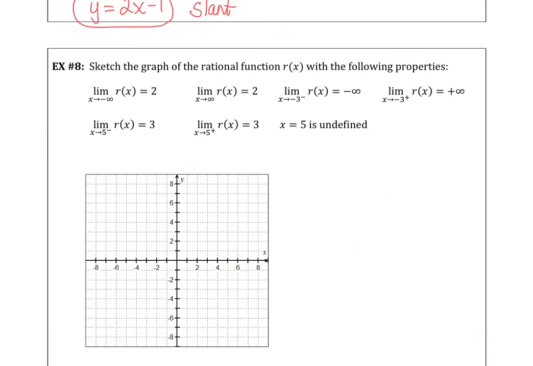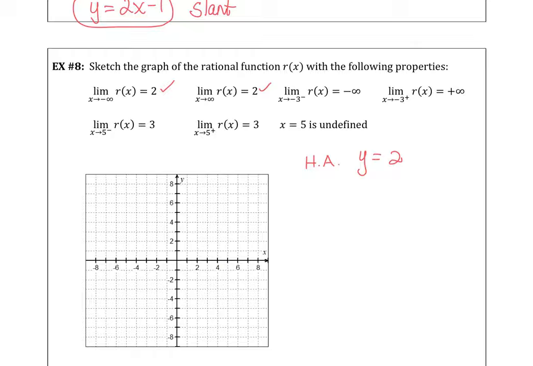In example 8, we want to sketch the graph of a rational function that has the properties listed here. Looking through those properties, it appears to be that there is a horizontal asymptote at y equals 2. So we got that from this statement.